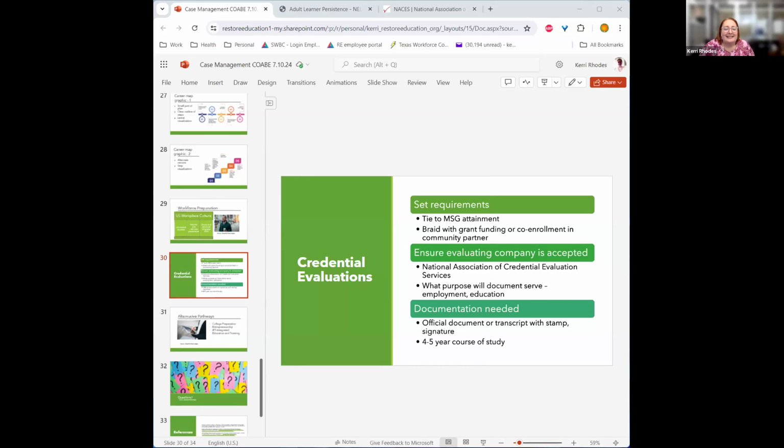Okay, somebody is asking the name of my organization. Our organization is Restore Education. We are an adult education service provider in San Antonio, Texas. And then you're asking, as well as any others that help with paying for evaluations or translations of degrees. That's a great question.